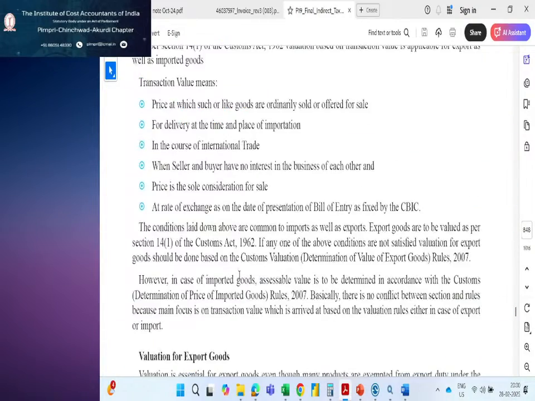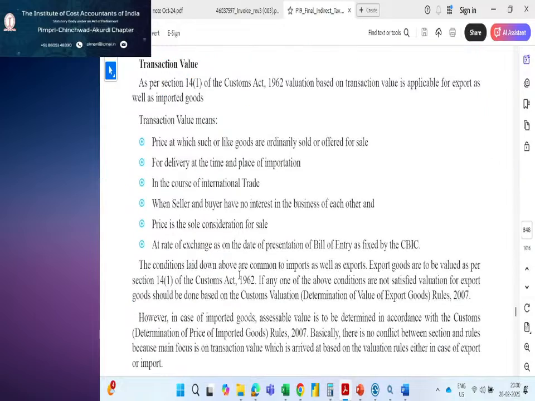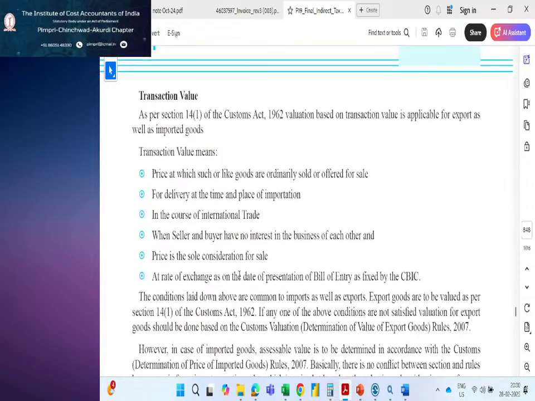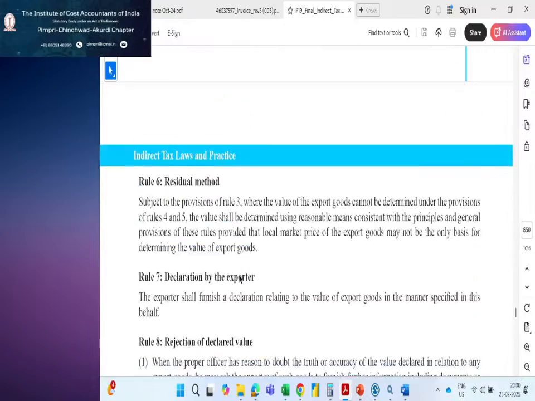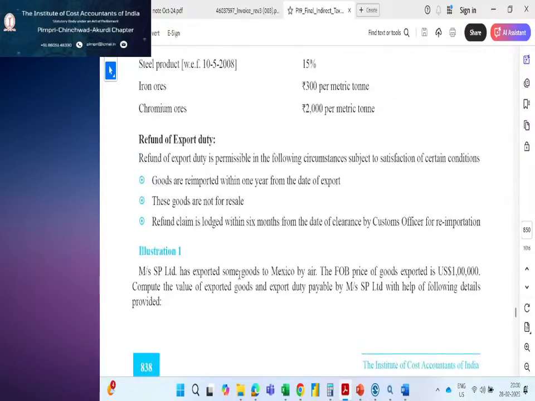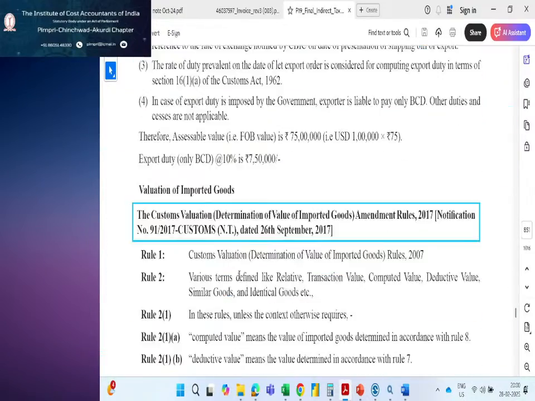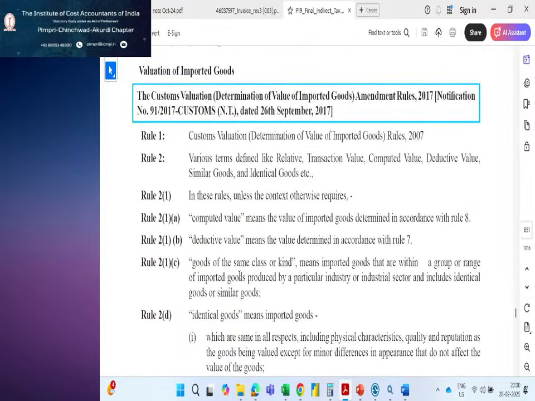Yes, ma'am. So these are the same things we have been discussing, so that we will not miss anything from the book. So we have been discussing this refund, and this is the first example. And next one is the valuation of imported goods. So now I am doing my import business as well. So for that, what are the things which I need to consider? So this has been given in the Determination of Value of Imported Goods Rules 2007.